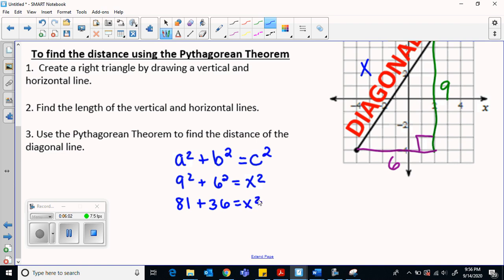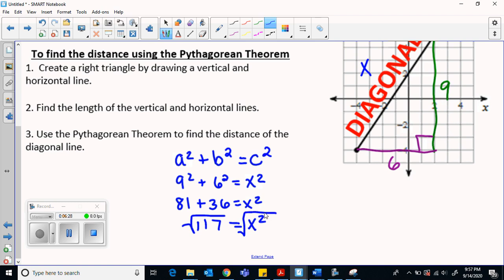And so now we're just going to add these together. So we have 81 plus 36, which is 117 equals x squared. And again, remember, I don't want to know what x squared is. I want to know what x is. So in order to get rid of the square, we need to do the square root. Remember, those are inverse operations. So then we take the square root of 117.